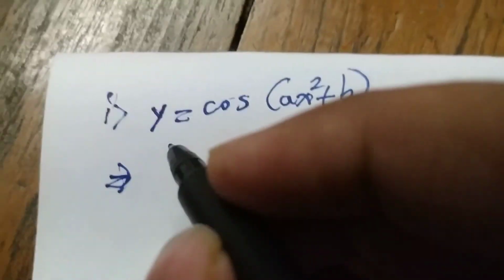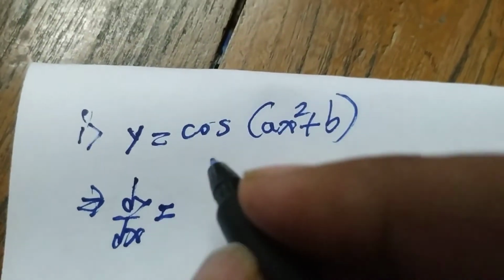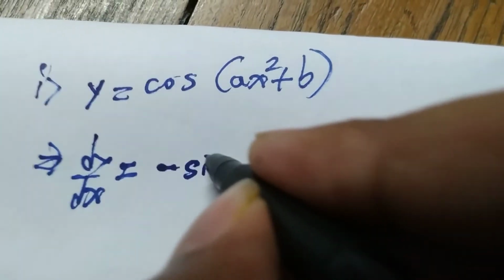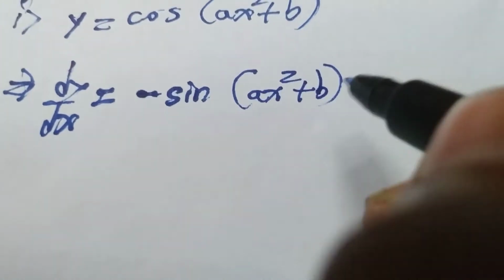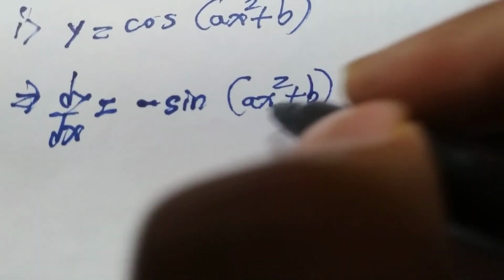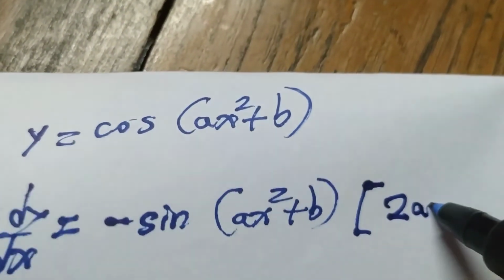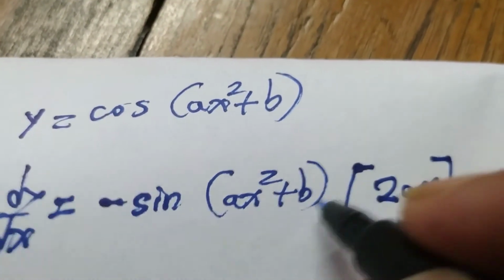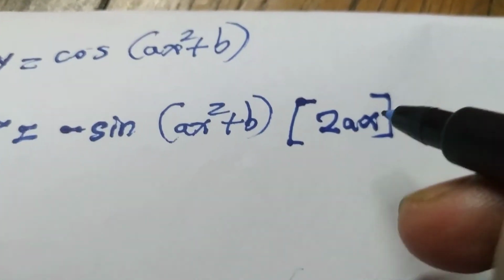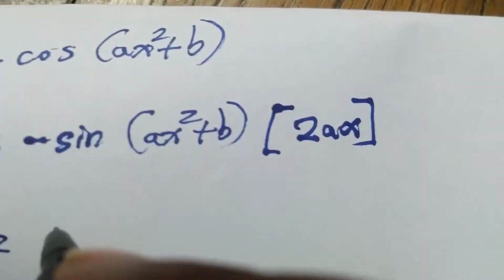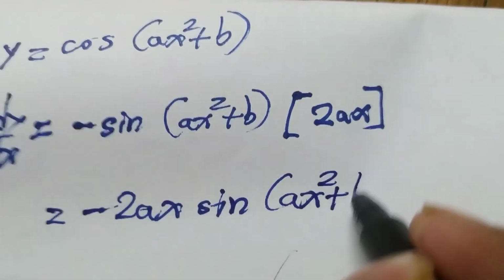Now dy/dx is equal to cos of ax square plus b. We first differentiate this and get minus sine of ax square plus b, because differentiation of cos x is minus sine. Then we again differentiate the thing inside, because it is not a pure function of x. We get 2ax, because b is a constant, so its differentiation with respect to x is 0. Now we have found a pure function of x, that is 2ax, so we stop here. Thus the answer is minus 2ax sine of ax square plus b.